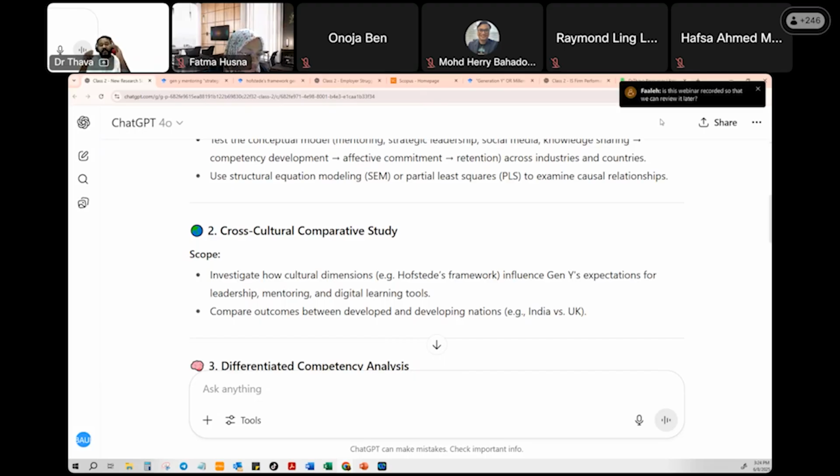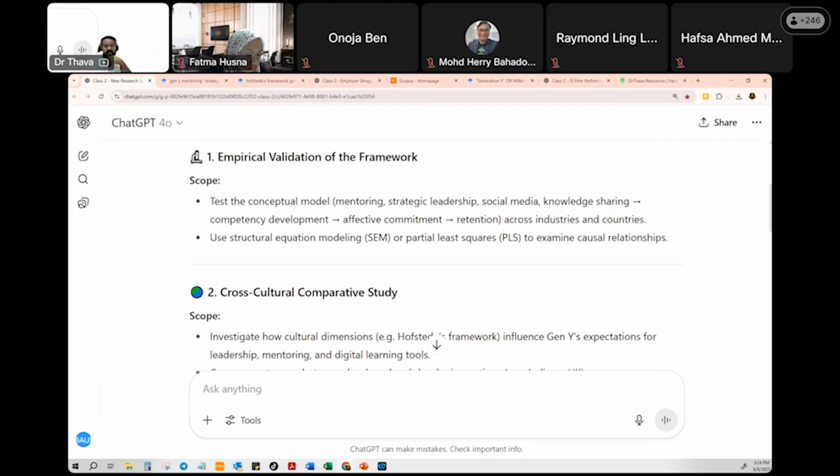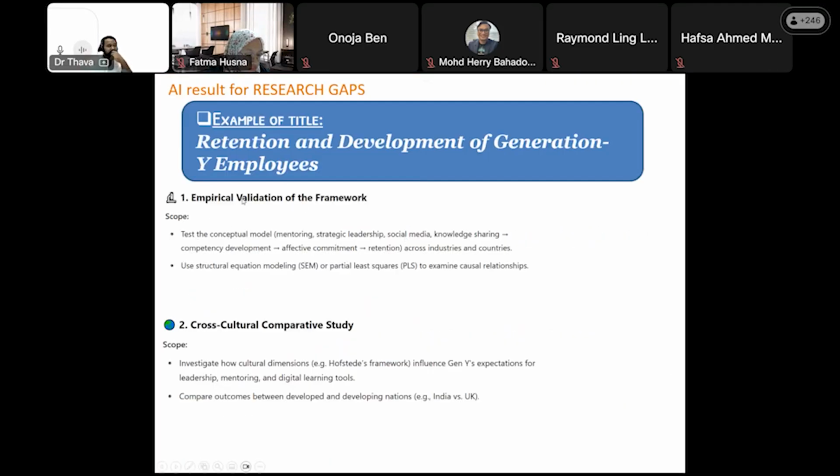Again, I say, if you come from a university that doesn't really care, then there's nothing much for me to say. I'm talking about the good universities. So, these two ideas I've analyzed, coming back to this: empirical validation of the framework, test the conceptual framework, use SEM, PLS, and so on.